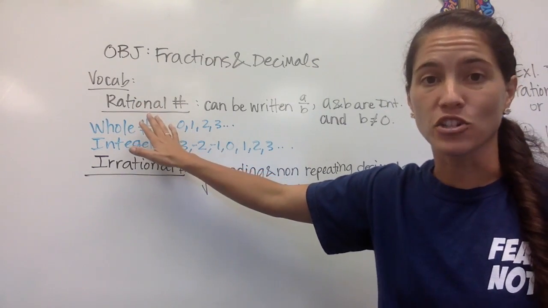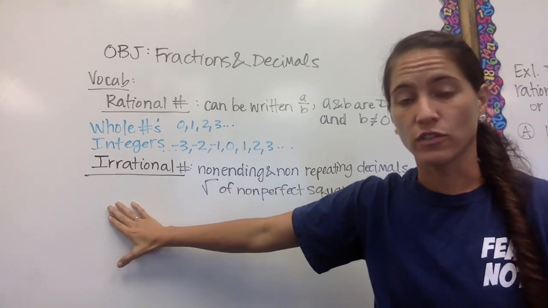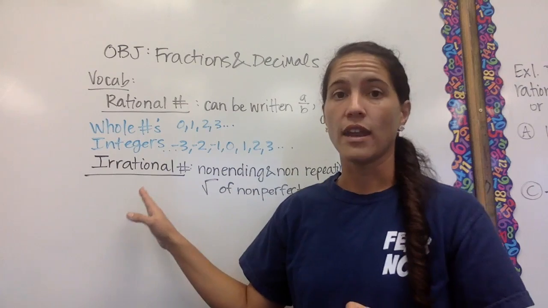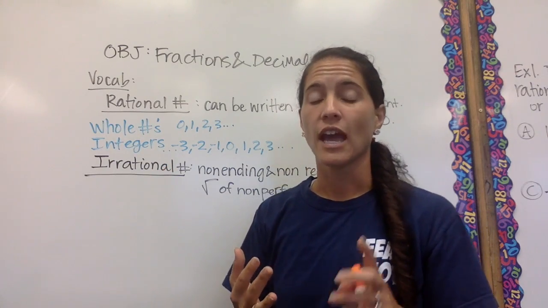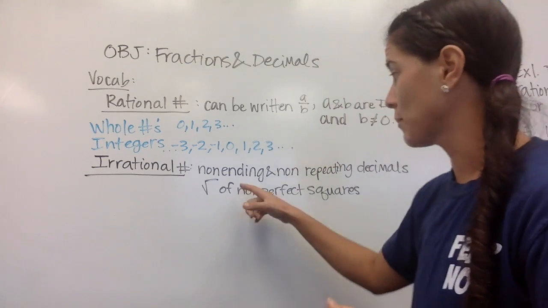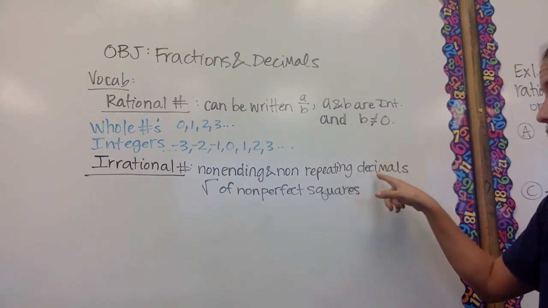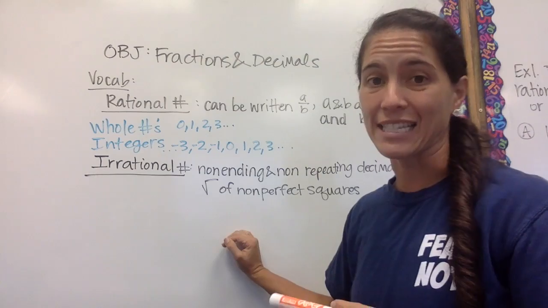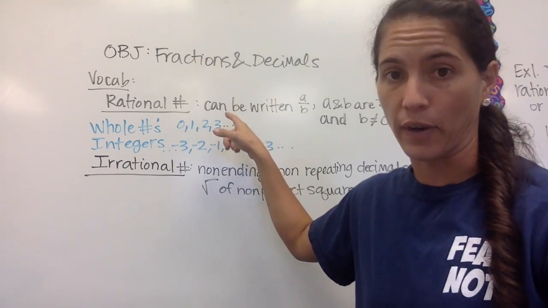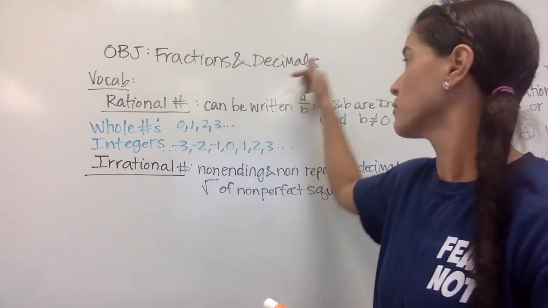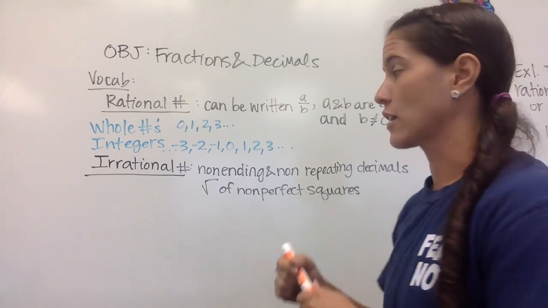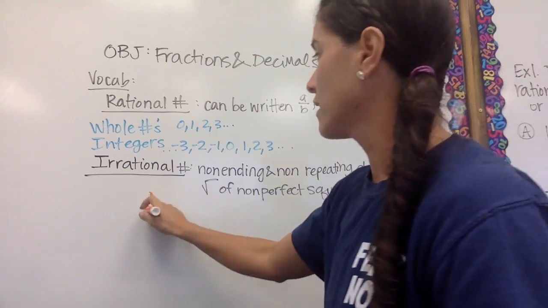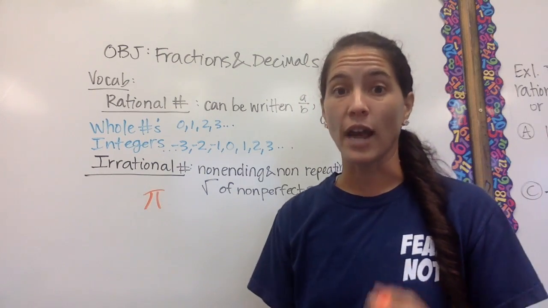If it's not rational, then it would be irrational. An irrational number is the numbers that are never-ending decimals and non-repeating decimals. For example, non-ending and non-repeating decimals. If you have a repeating decimal, that's going to be a rational number because you can write a repeating decimal as a fraction. But non-repeating and non-ending, so things like pi are going to be irrational because they go on and on and on.